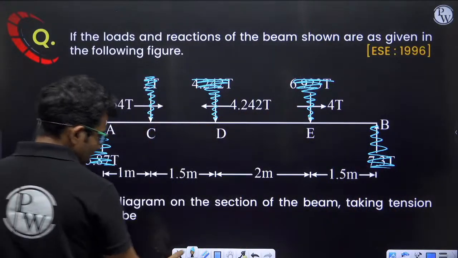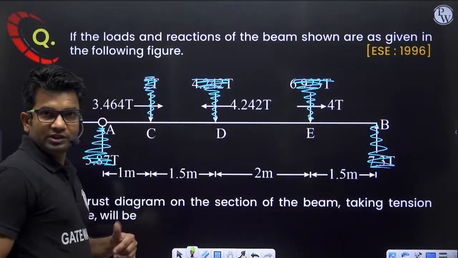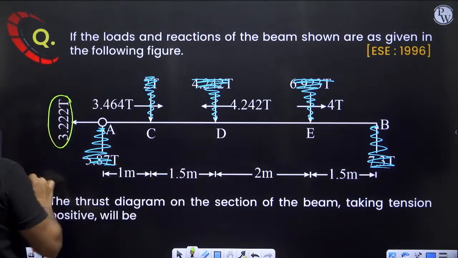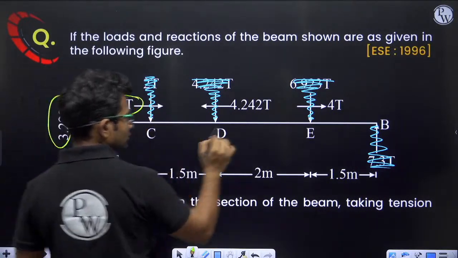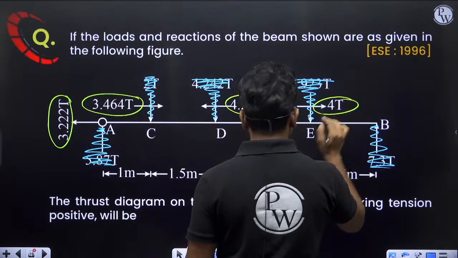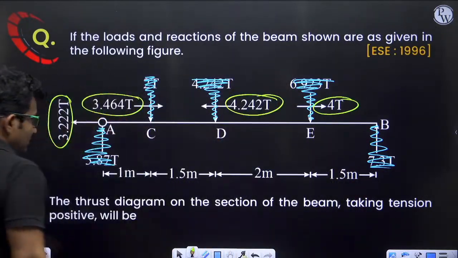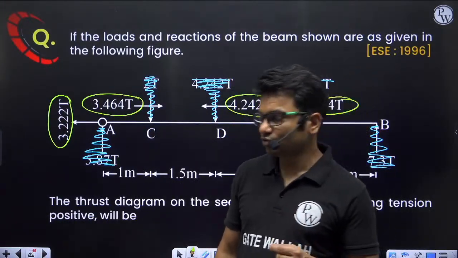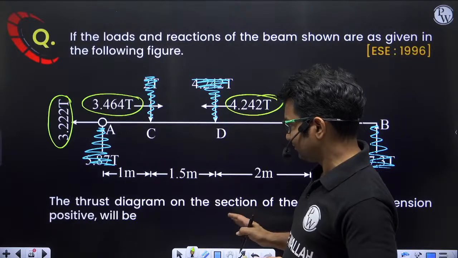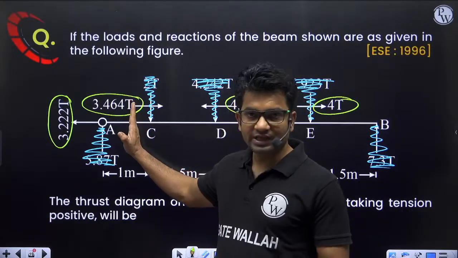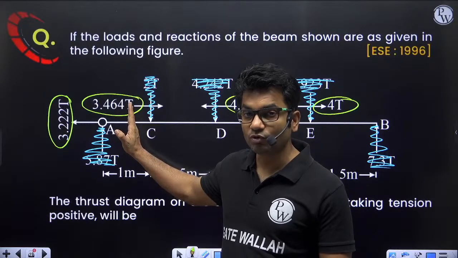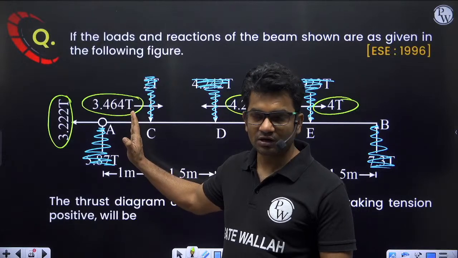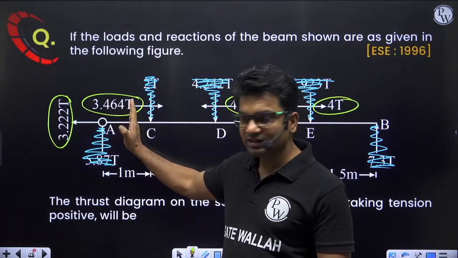When we ignore all the transverse forces, we'll have to consider this horizontal force, this horizontal force, this horizontal force, and this horizontal force. All these horizontal forces we have to consider. Now, if I have to draw the thrust diagram or axial force diagram taking tension as positive, just tell me, in portion AC, what will be the value of tension force? What will be the value of axial thrust in this region?